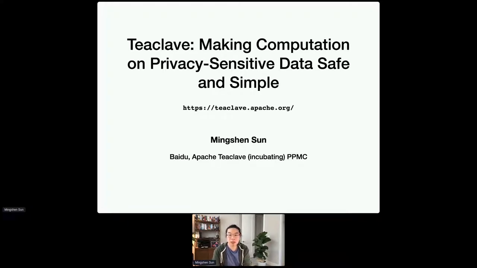I'll start with some background and briefly introduce the current status and some highlights of the Teaclave project, and give you some recent updates of Teaclave and the Teaclave internals. And last, I will talk about how to get involved and present the Teaclave community. Okay, let's get started.